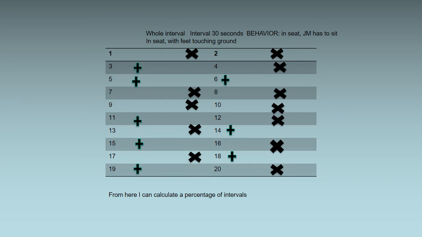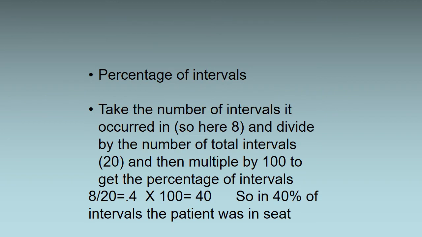From here, I can calculate a percentage of intervals. So let's do that. Percentage of intervals. We're going to take the number of intervals that it occurred in. So here, there was 8 intervals that were marked as the behavior occurring. And we're going to divide by the total number of intervals, which was 20. And we're going to multiply that by 100 to get the percentage of intervals. So we're going to take that 8, divide it by 20. This gives us an answer of 0.4. Then we're going to multiply that by 100. This gives us 40. So we can say that in 40% of intervals, the patient was in seat.